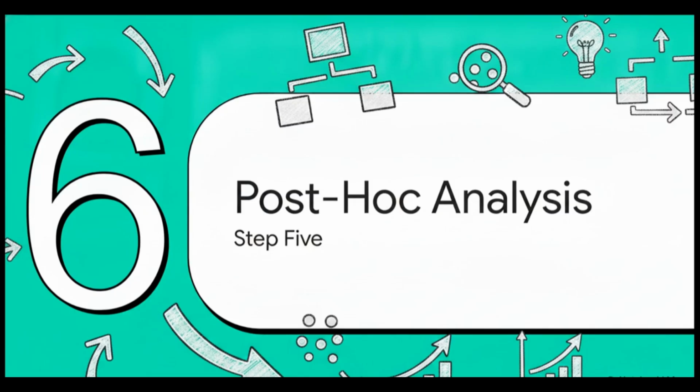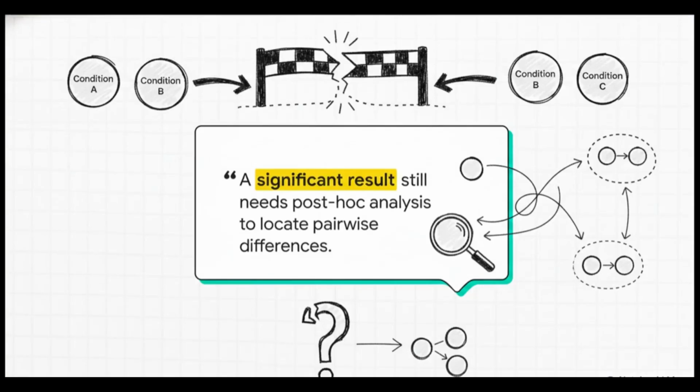Bringing us to Section 6, Step 5, Post Hoc Analysis. Now, getting a significant result might feel like you've reached the end of the road, right? But a significant result is absolutely not the finish line. It still needs post hoc analysis to locate the pairwise differences. See, the Friedman test is just going to tell you that a difference exists somewhere among your 3 or more conditions. It won't tell you where that difference is.